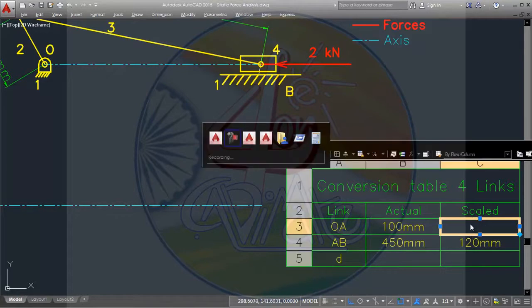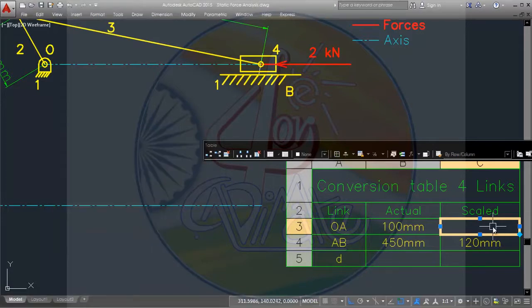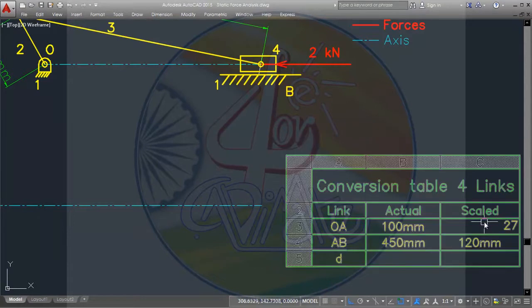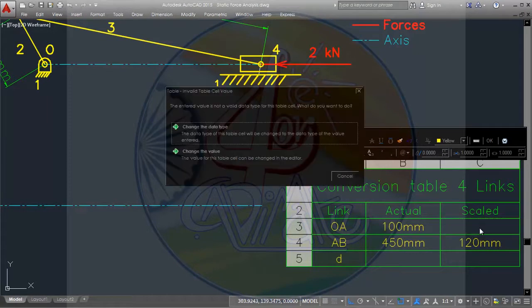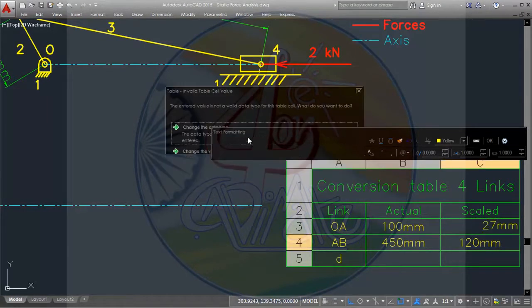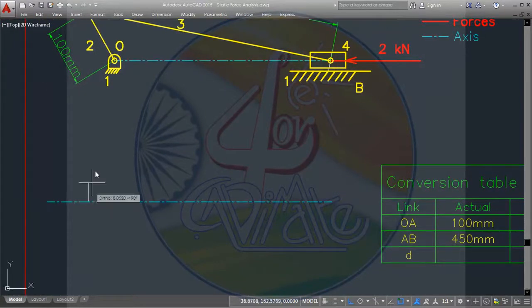So how much will be this according to that? You have to calculate. How to calculate? 100 into 120 divided by 450. So this is giving us 26.66. So we'll take it 27. Okay, we'll take it as 27 mm. Okay, so now we have to draw this as 27. So from here, 27 at angle 120. Got it?